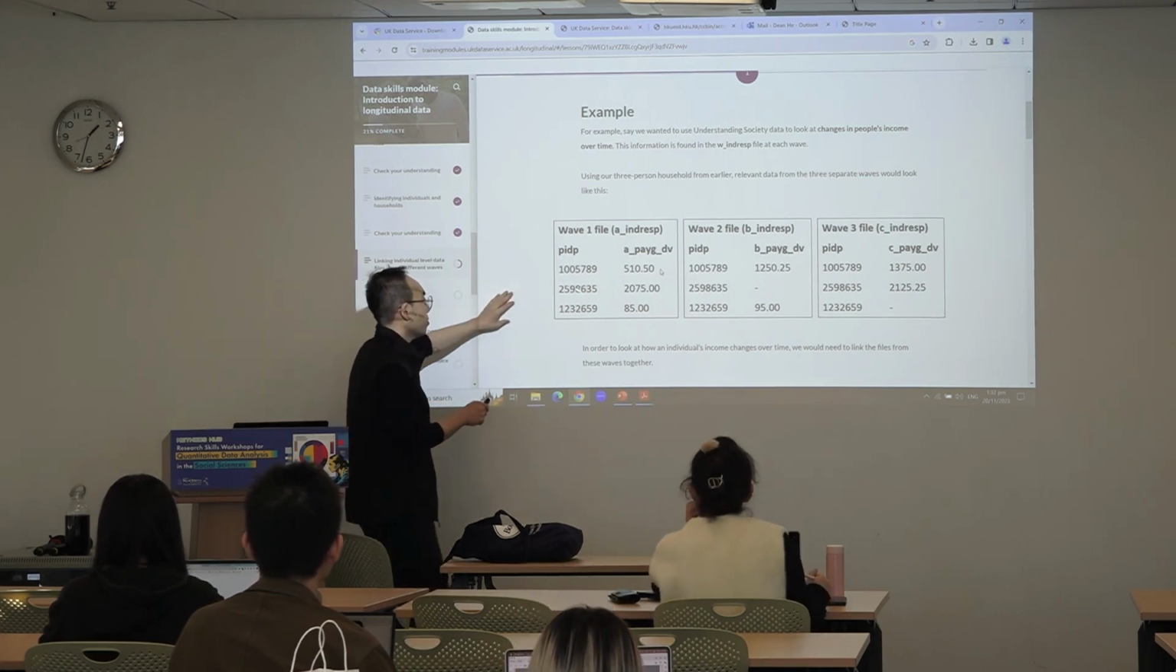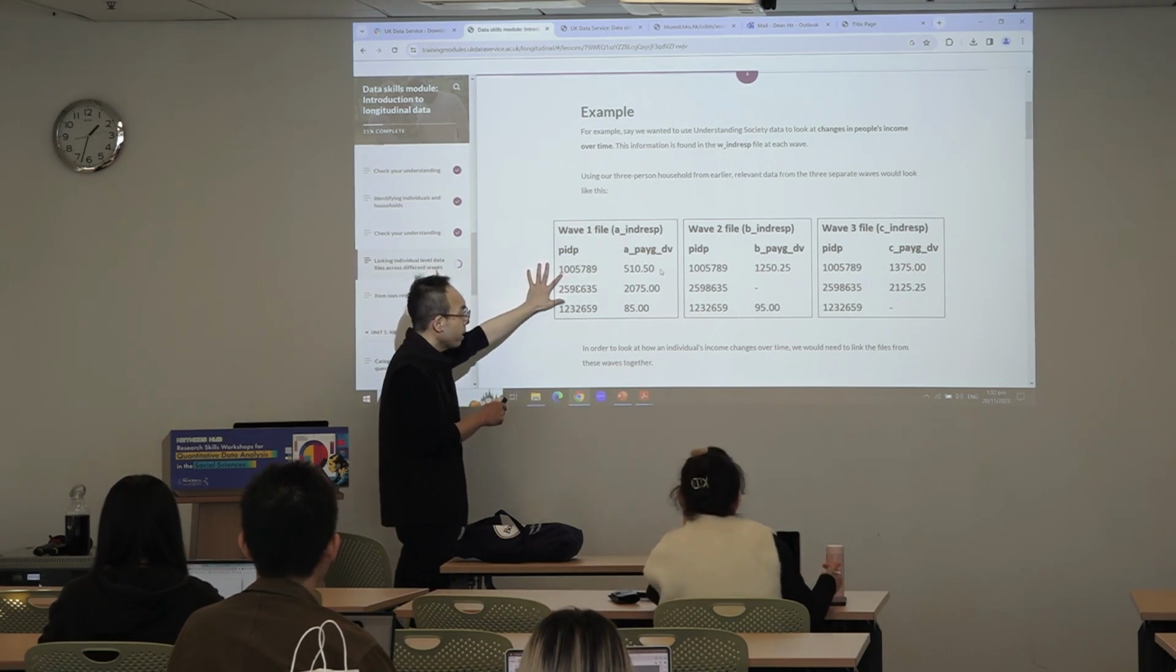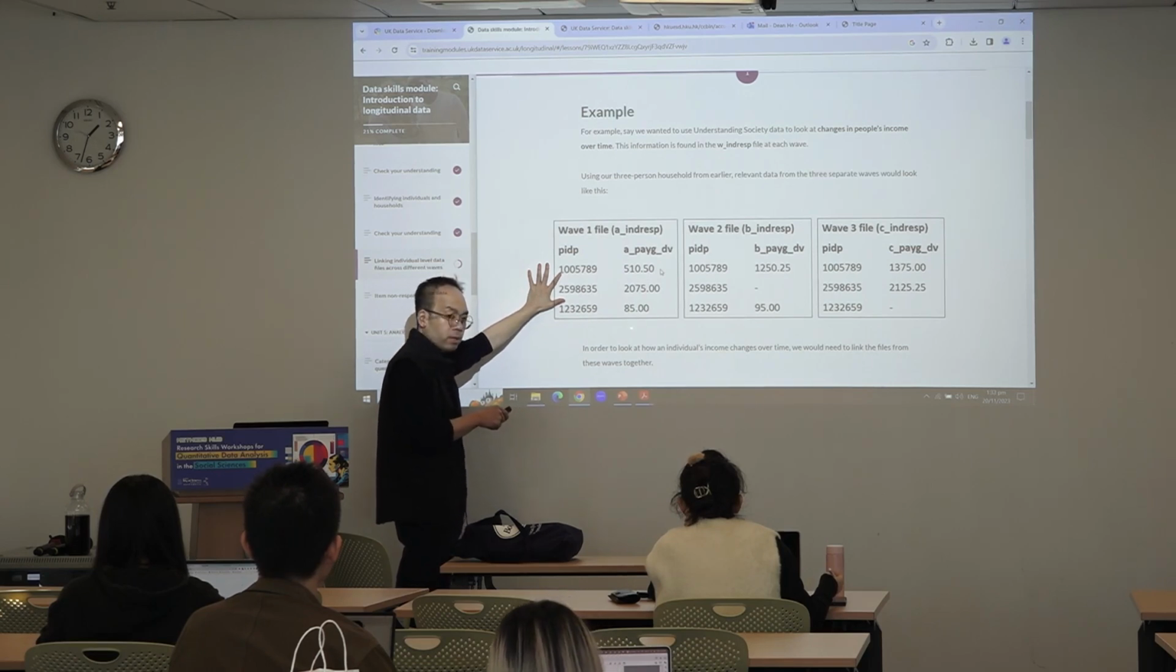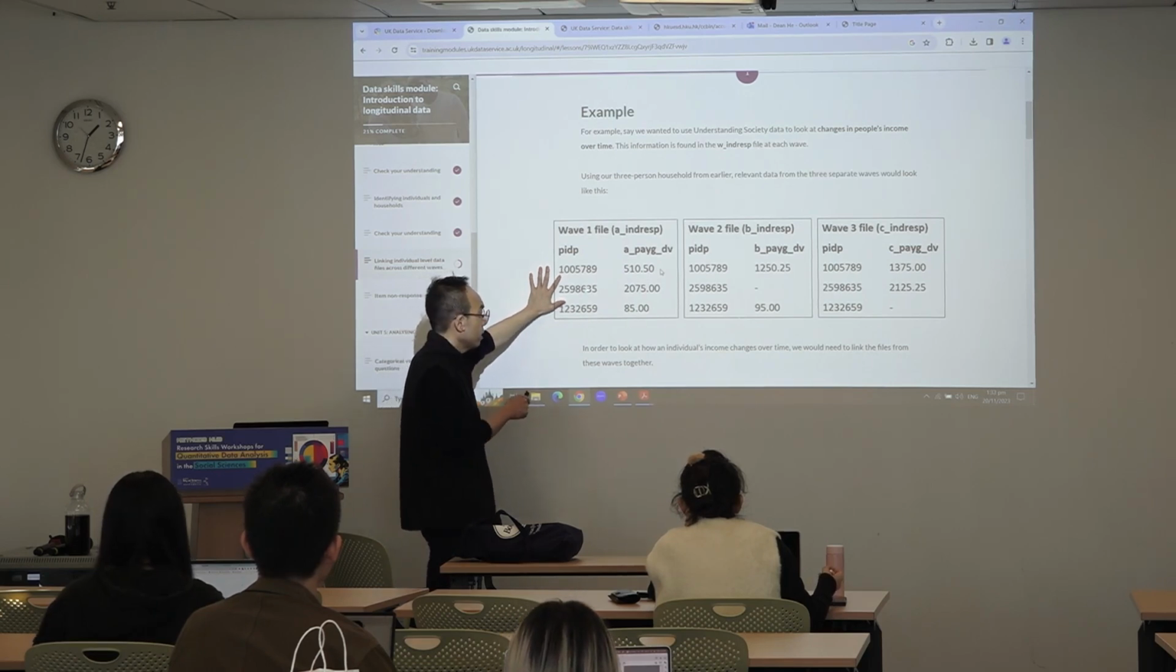The first wave, the 3 different people. I forgot if this is mother, son, or daughter. But anyways, I think this is supposed to be, I want to say the daughter because the daughter makes the least. This might be the father.